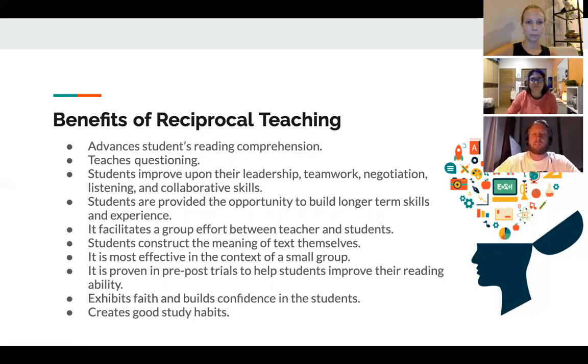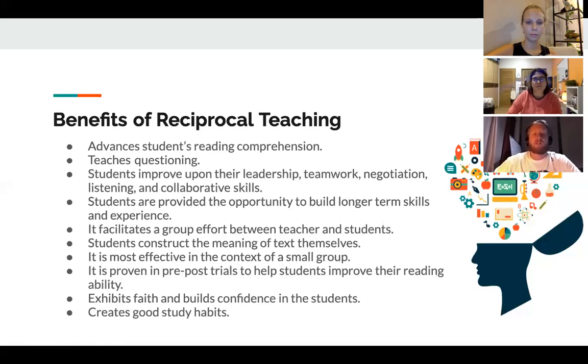It facilitates a group effort between teachers and students. This really allows teachers to figure out how their students enjoy learning and how they best learn. It allows students to construct the meaning of text themselves. This is huge for our students because when they're studying, or reading books in their lives, they get to understand as they read.